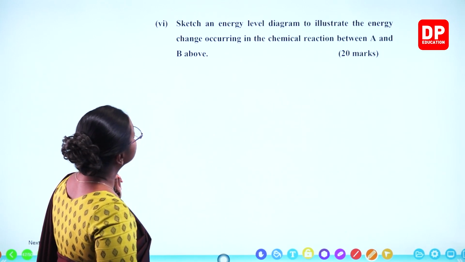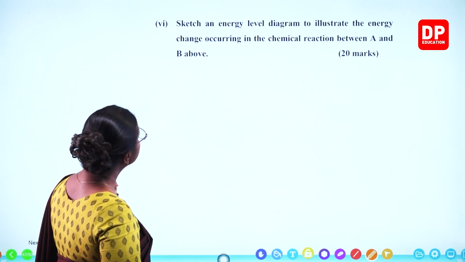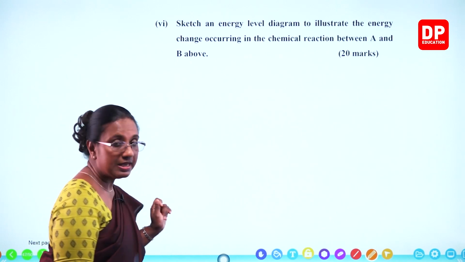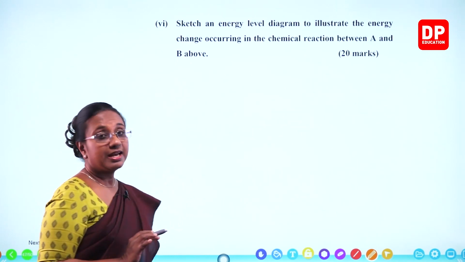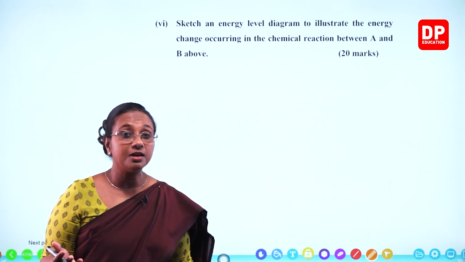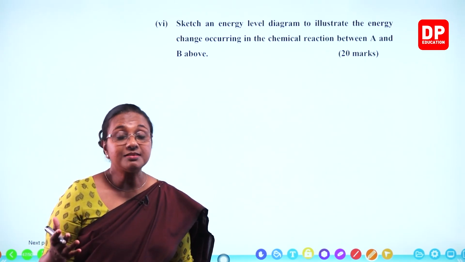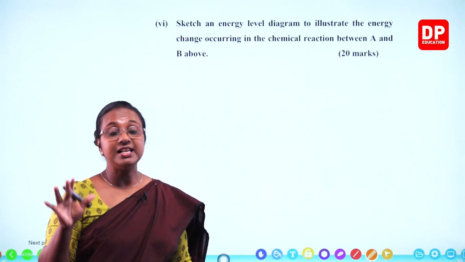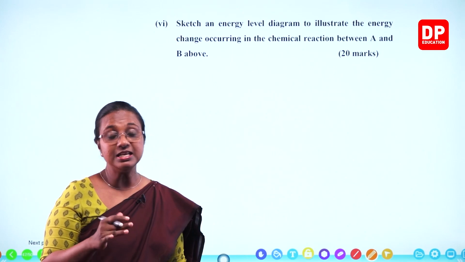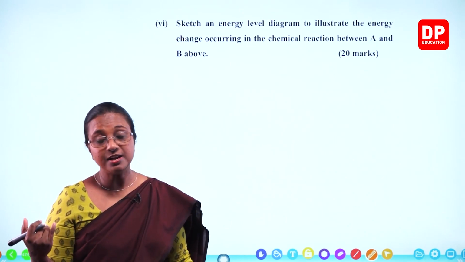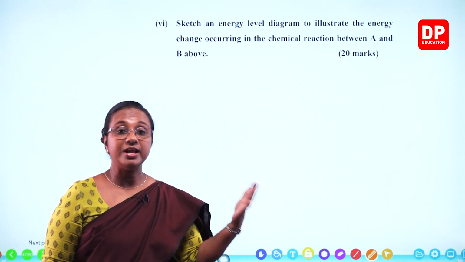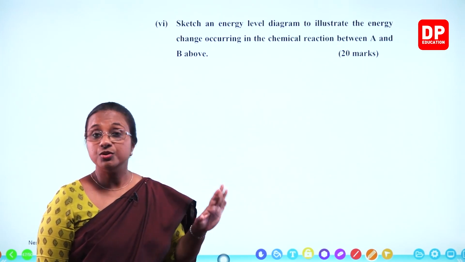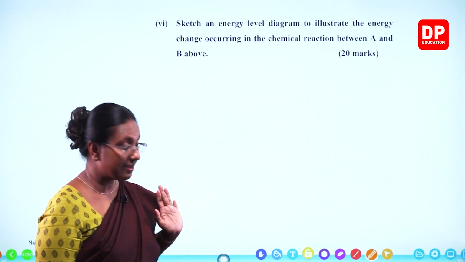So sketch an energy level diagram to illustrate the energy change occurring in the chemical reaction between A and B above. So already I have explained to you all, this is an exothermic reaction. Energy is released by sodium hydroxide and HCl. They have higher heat energy compared to sodium chloride and water. So reactants have more energy, products have less energy. So heat is released. So you need to show that in the energy level diagram.